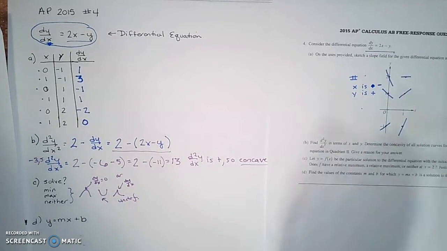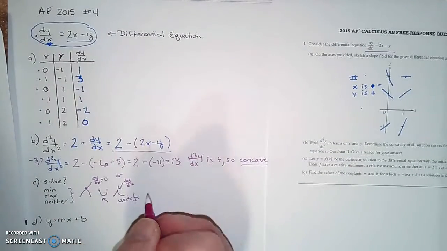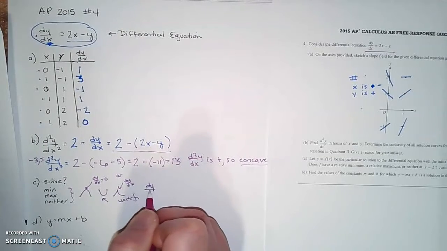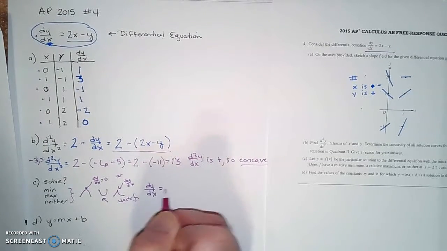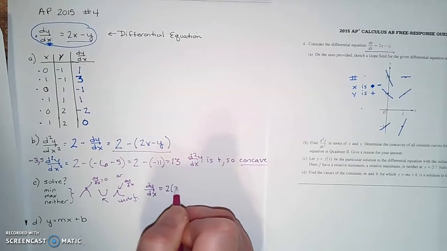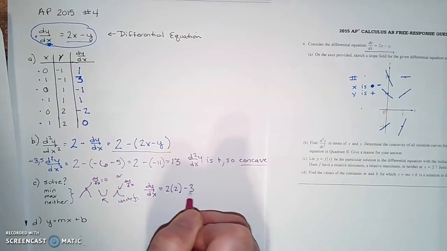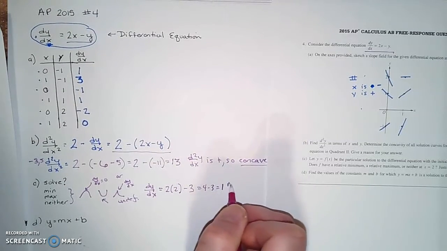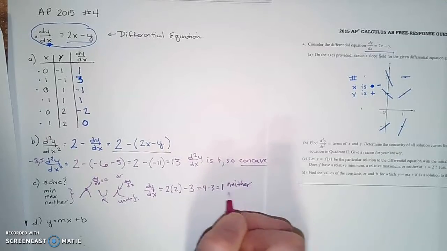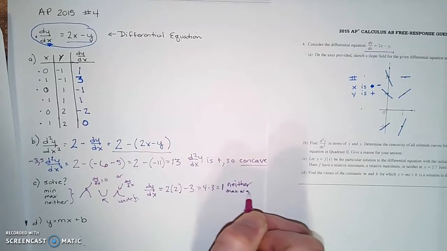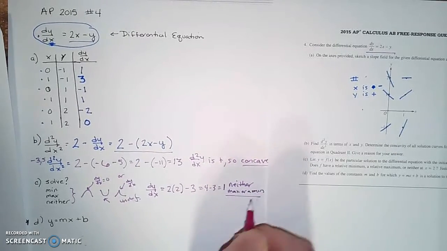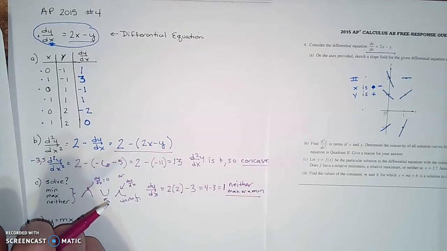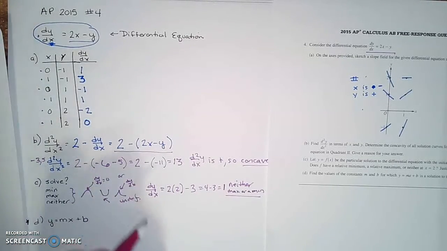Do I have an equation for slope? Yep, slope is dy over dx. So let's try it at that point, dy over dx at (2, 3). Let's fill it in: 2 times 2 minus 3 equals 4 minus 3 equals 1. So it has neither a max nor a min. If I had gotten 0, I would test both sides to see whether it was increasing or decreasing, but because I don't have it, I don't have to worry about it. I've got that piece right there.